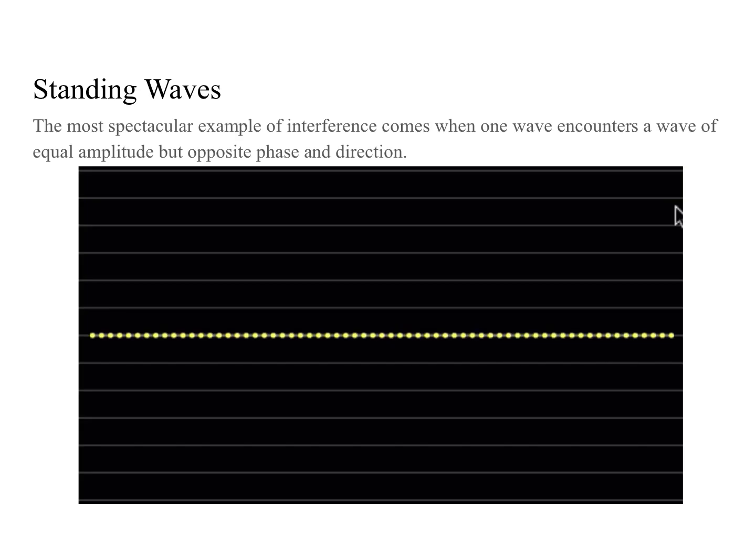We wrap up our consideration of mechanical waves with something called standing waves, which are a bit of a contradiction in terms, we'll see why, but still follow kind of the same formulas as we've been using. The most spectacular example of interference comes when one wave encounters a wave of equal amplitude, but opposite phase and direction. So, something like this.